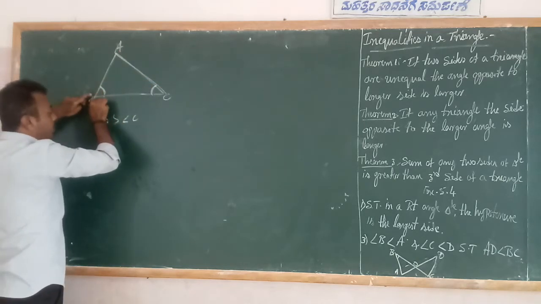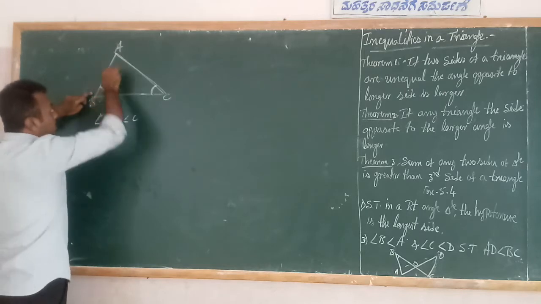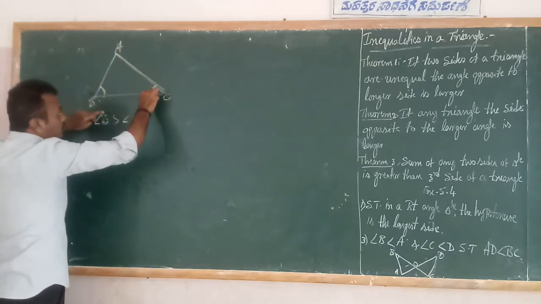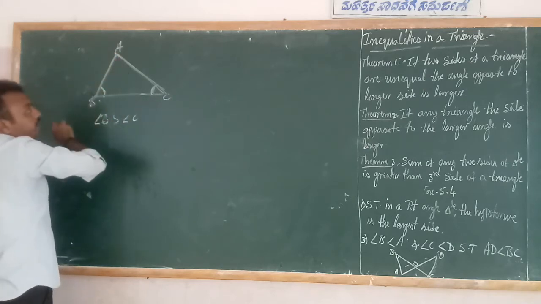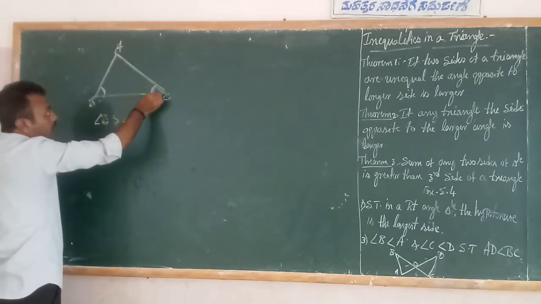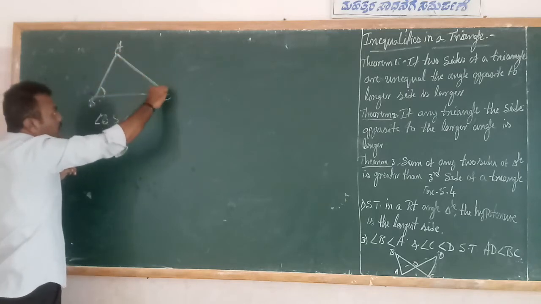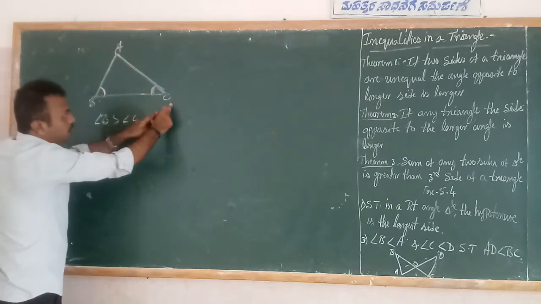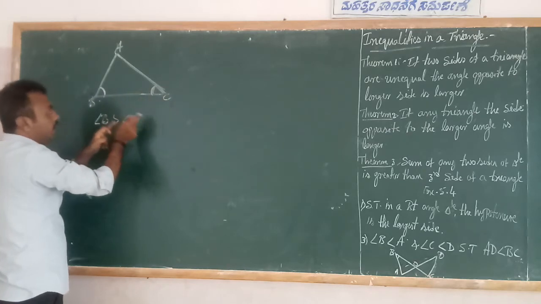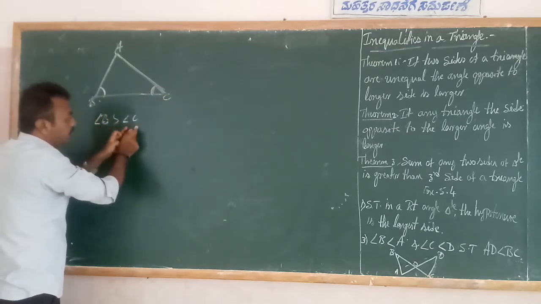So, angle B's opposite side is AC. Angle C's opposite side is AB. AB is opposite of angle C, and AC is opposite of angle B. In that, angle B and angle C are unequal angles. Angle B is greater than angle C.